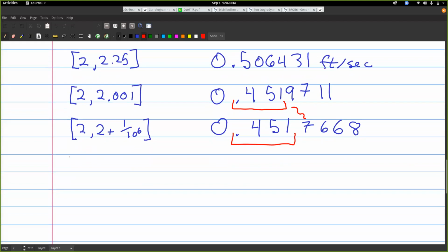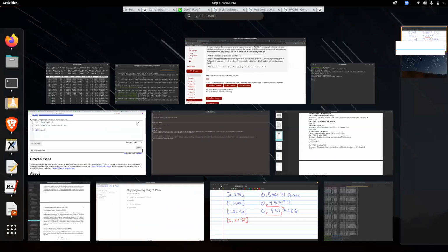So what you would see here, if you kept doing this, I don't know if we need to do it one more time or not. We could do 2 plus 1 over, I don't know, a billion. Let's actually do that. Let's change it to a billion.